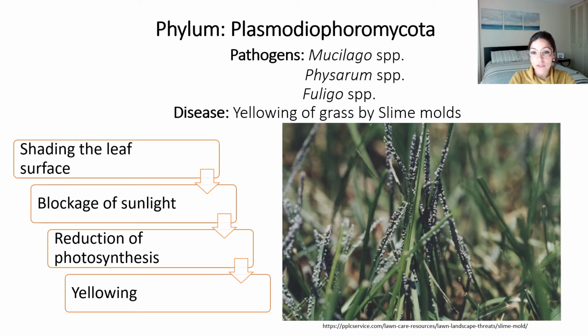When these pathogens reproduce on the leaves of grasses, they shadow the leaf surface, and therefore they impede the sunlight from coming into the leaf blade. It causes a reduction in the plant's photosynthesis, and that's why we see yellowish leaves when this disease is present. That's why the name of the disease is yellowing of grasses.